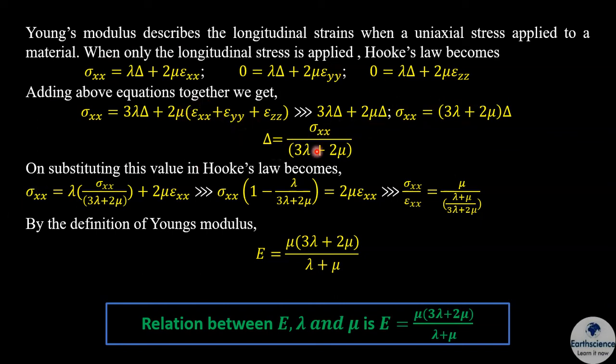On substituting the values in Hooke's law, because we are considering the x direction only, it becomes like this: this is the stress component, and this is the strain component. We have to put all the stress components on the same side, and we will get the relationship between stress and strain. These are normal stresses. The relationship between normal stress and strain is Young's modulus, explained as mu into 3 lambda plus 2 mu, divided by lambda plus mu. This is the relationship between elastic Young's modulus and the Lamé parameters.